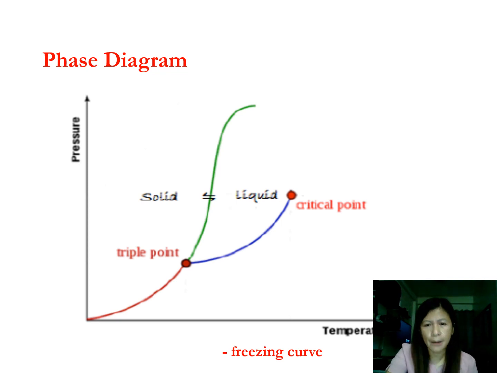So for this particular example, general example, freezing curve. So we see here solid transforming to liquid. Anywhere in the green line, equilibrium po exists between melting and freezing. So between these two reverse processes, solid to liquid and liquid to solid, or melting and freezing, anywhere in the green line, equilibrium exists between the two phase changes.